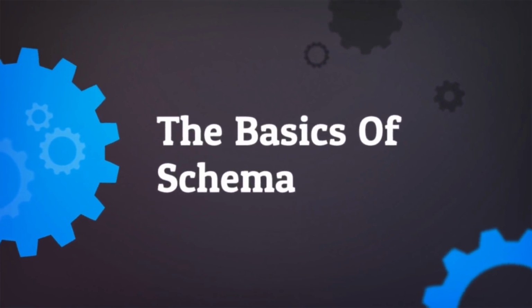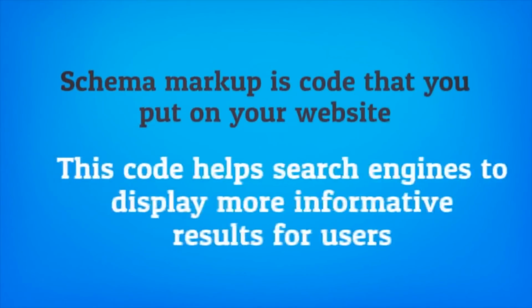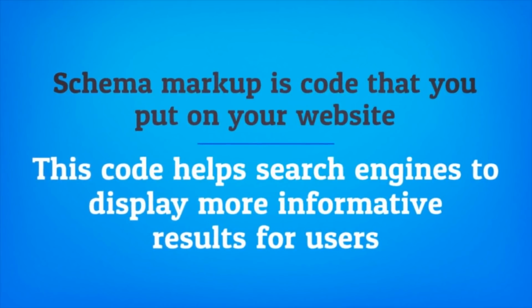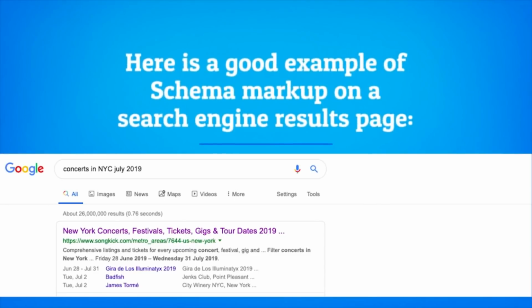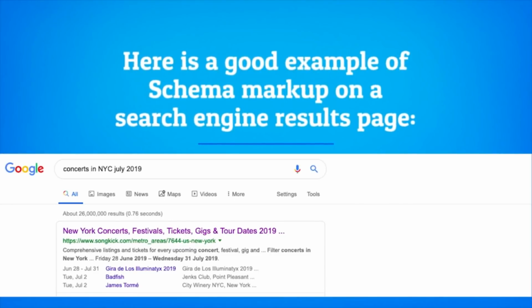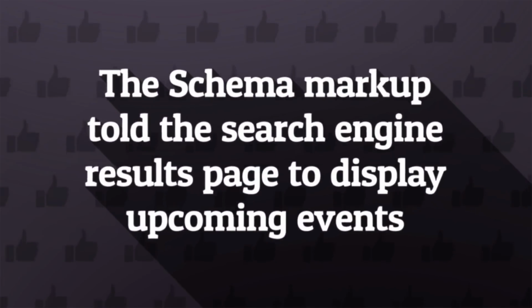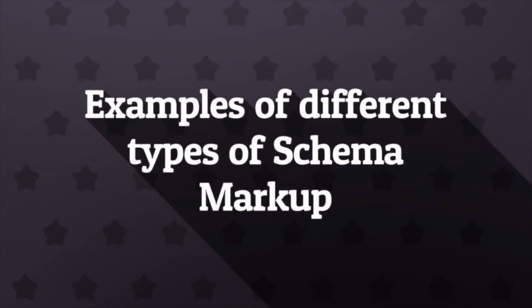The basics of schema. What is schema? Schema markup is code that you put on your website. This code helps search engines to display more informative results for users. Here is a good example of schema markup on a search engine results page. The schema markup told the search engine to display upcoming events.